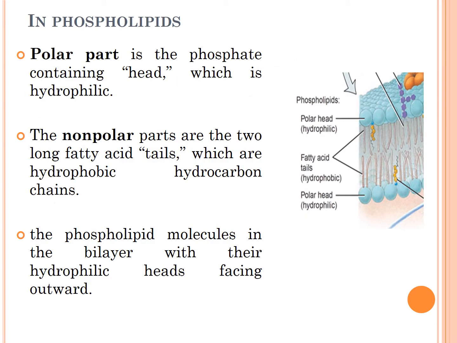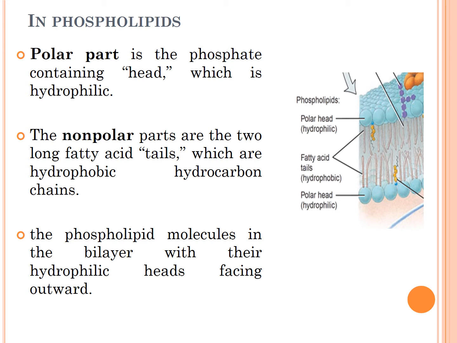Now we will discuss the first lipid, which is phospholipid. In the last slide we said that lipid is an amphipathic molecule, and amphipathic means it contains both polar and non-polar parts. The polar part is the phosphate containing head, which is hydrophilic. This is the phosphate containing head, the hydrophilic group of phospholipids.